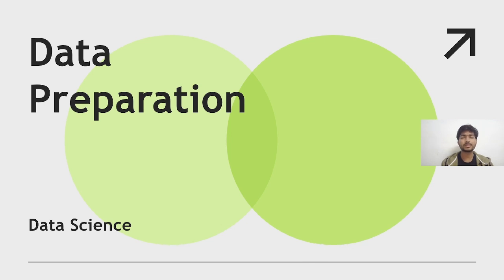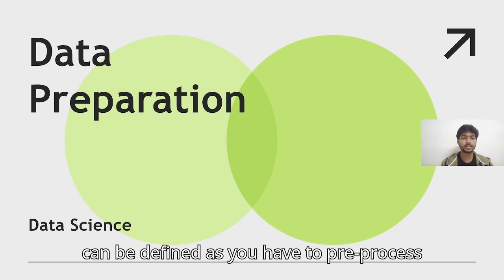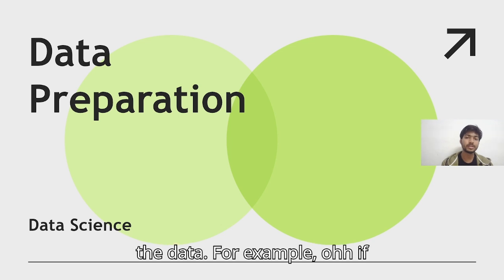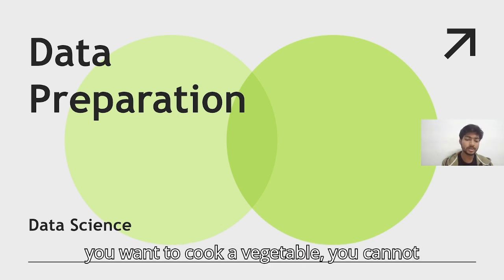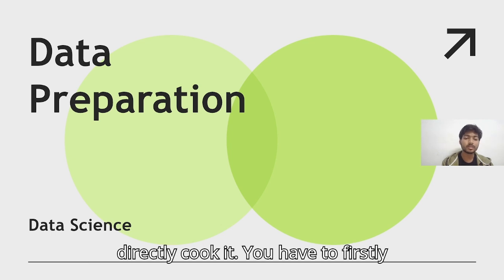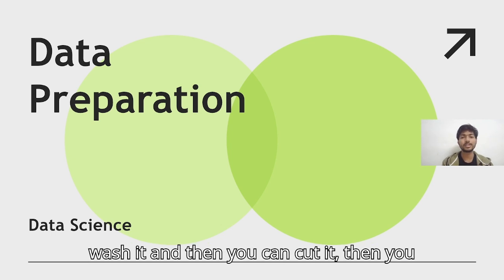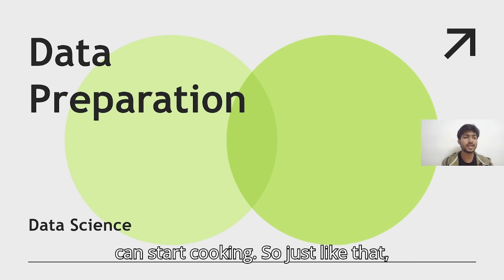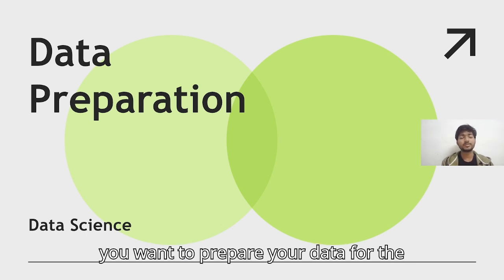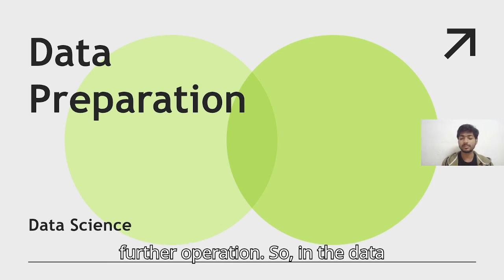So data preparation can be defined as pre-processing the data. For example, if you want to cook a vegetable, you cannot directly cook it. You first wash it, then you cut it, then you can start cooking. Just like that, you want to prepare your data for further operations.